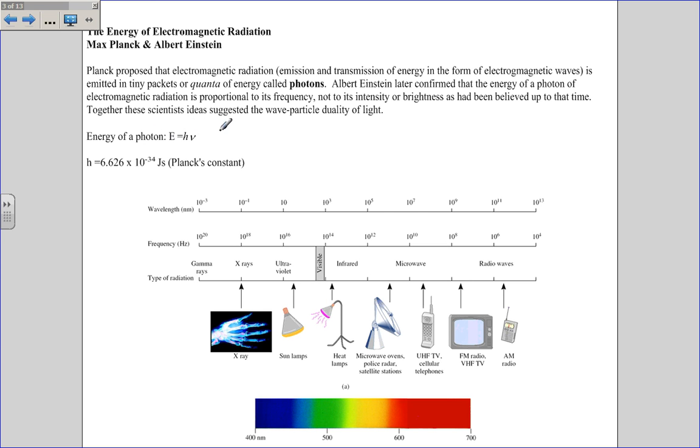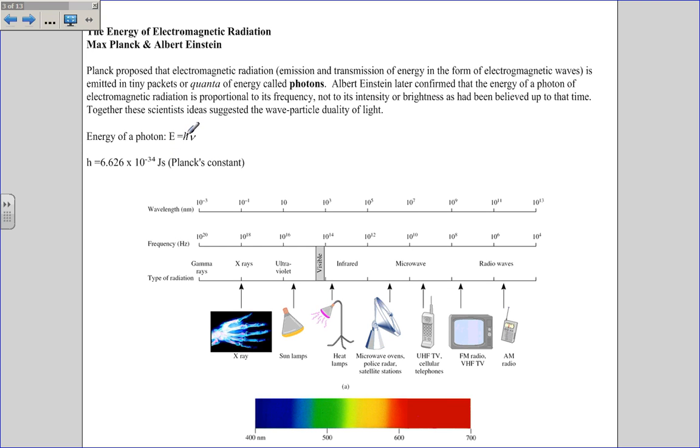So when we say that energy was being released, we say that energy is being released as a photon. So this formula here is the energy of a photon, or one of those tiny packets of light. E is equal to h nu. H is Planck's constant, and it is 6.626 times 10 to the negative 34 joules seconds.